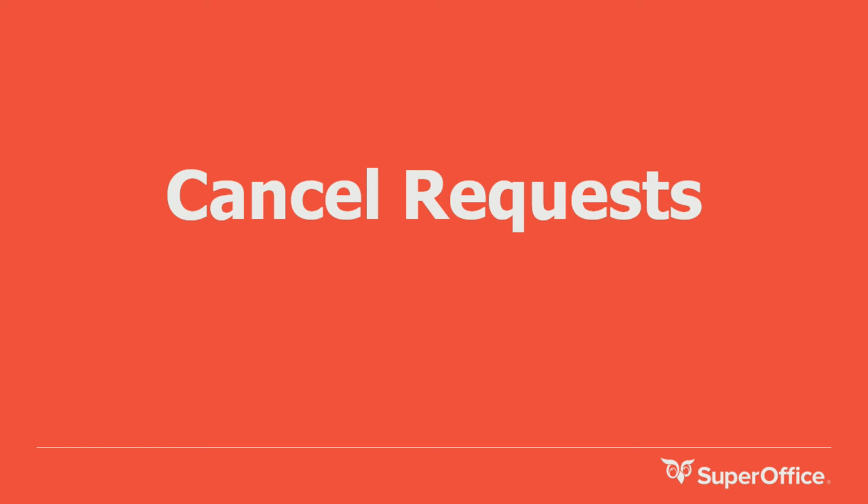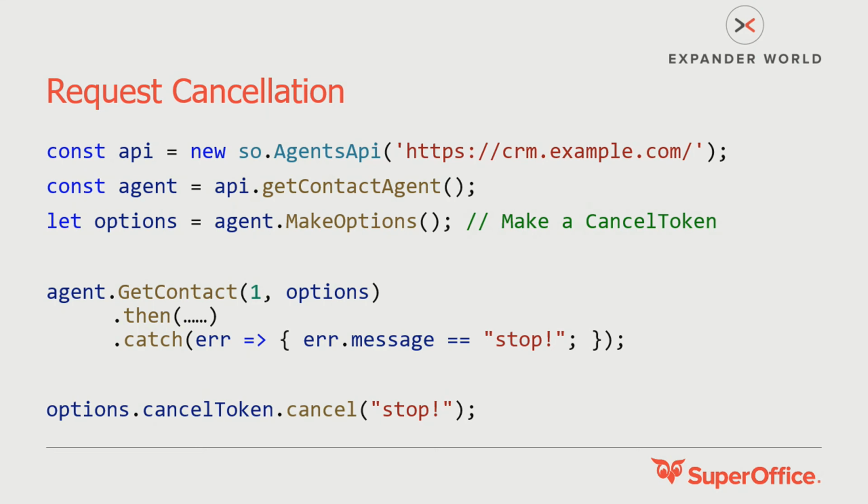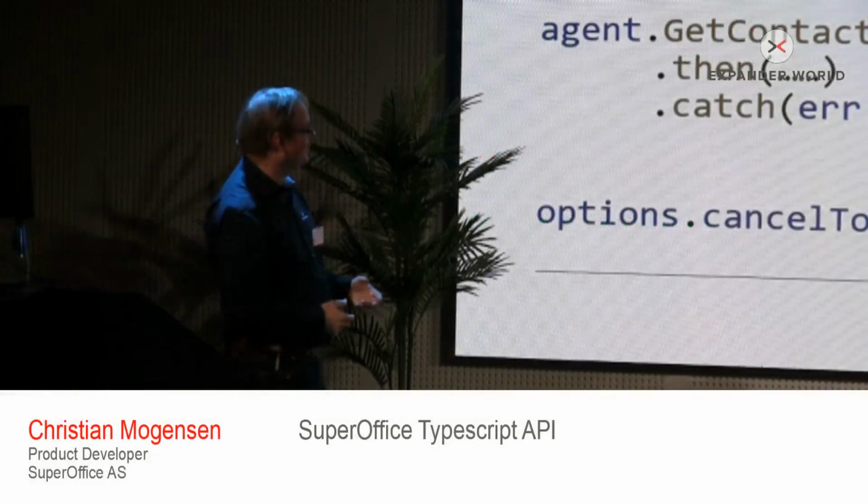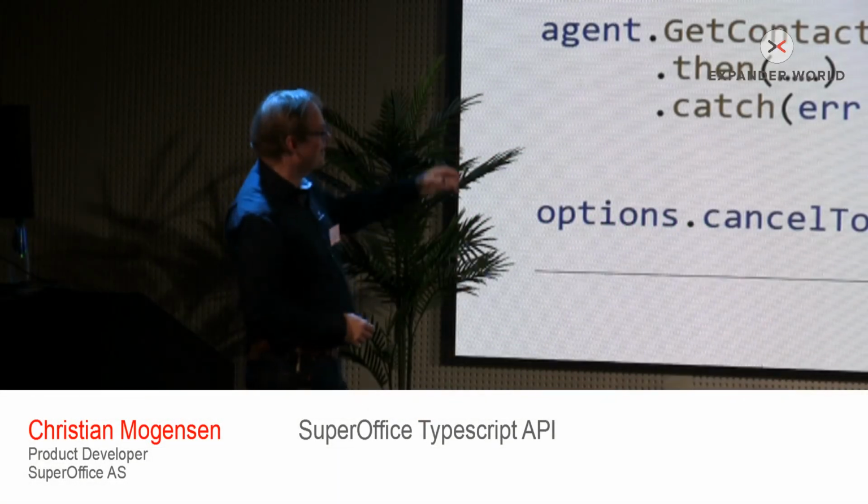Canceling requests. You do a request and you put the little spinner up, and if somebody pushes a cancel button, you would like to stop the request from completing. And there is support for this in the library that we're using under the covers. So there's a way to access this.